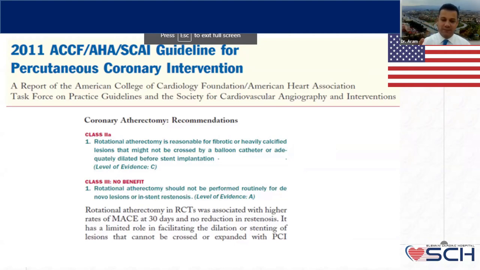It's not recommended, not beneficial, or it might be harmful for those patients routinely with de novo lesions or in-stent restenosis. But this is per the guideline; nowadays there are some studies. I think there is some trial ongoing on doing rotablator for in-stent restenosis by making a special technique. It's not going to ablate, it's just going to have a special movement. It's not fixed, it's not in the guideline, but there are some studies.